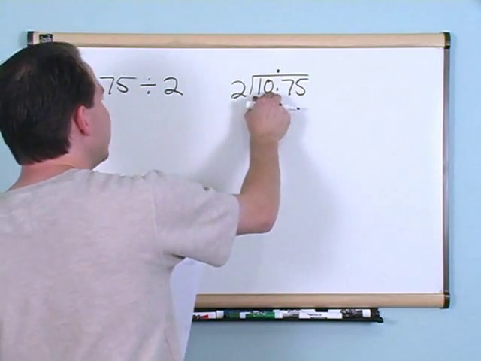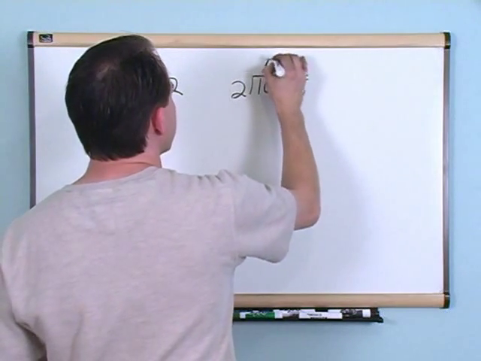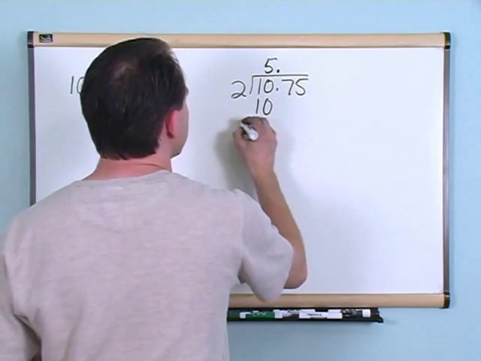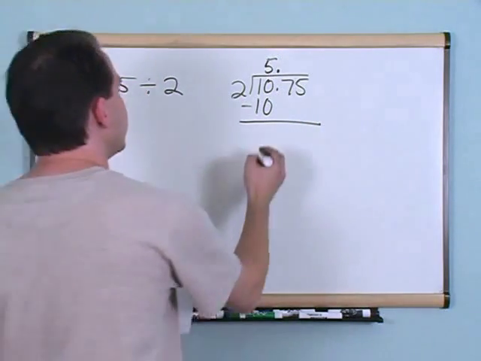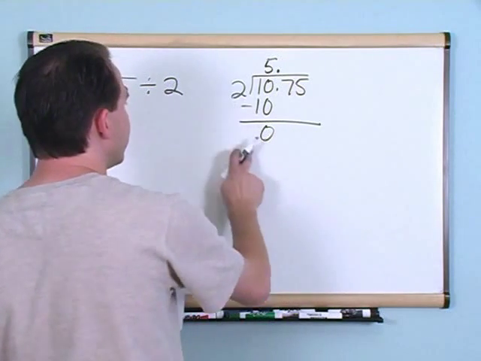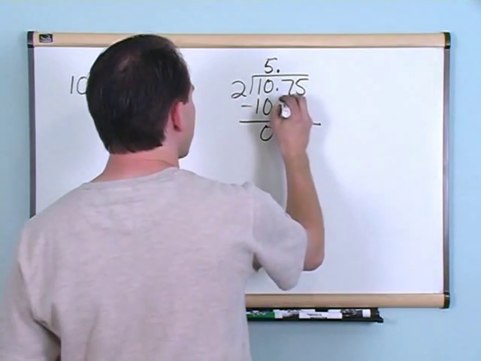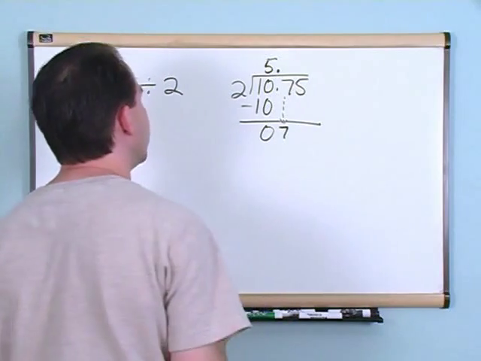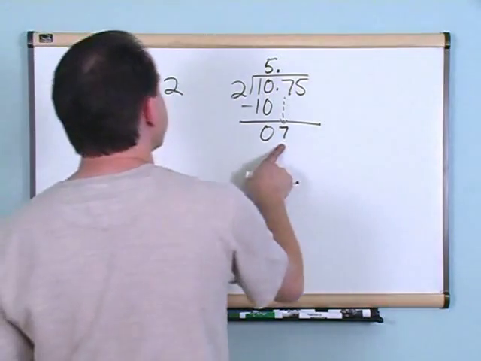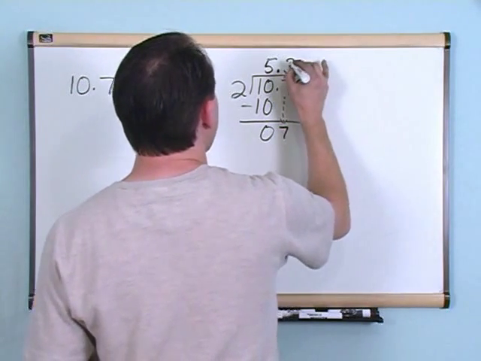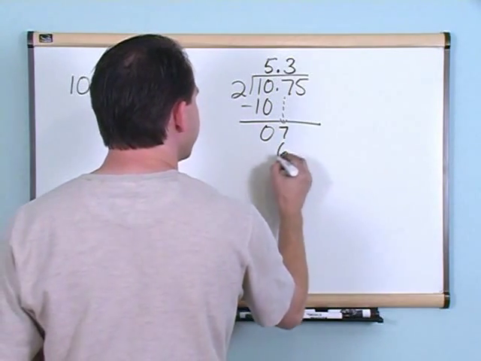Can 5 go into 10? Yes, it can, 5 times. 5 times 2 gives you 10. And then you go ahead and subtract. You're going to get a 0 here, and you say, well, can 2 go into 0? No, it can't. But I go ahead and drag my 7 down. Notice I'm not doing anything with the decimal under here. Can 2 go into 7? Yes, it can. 3 times, because 3 times 2 gives me 6.